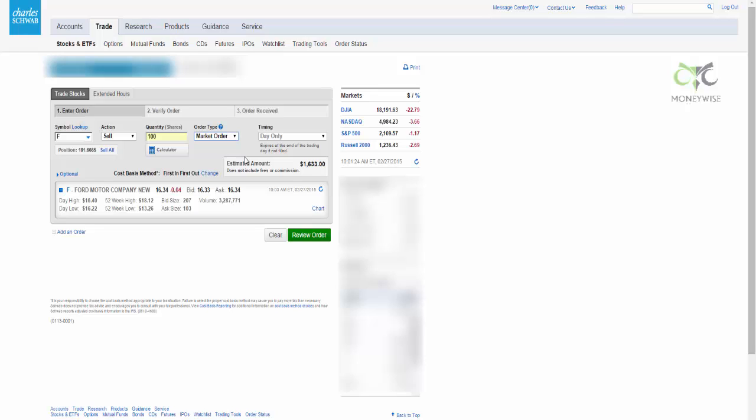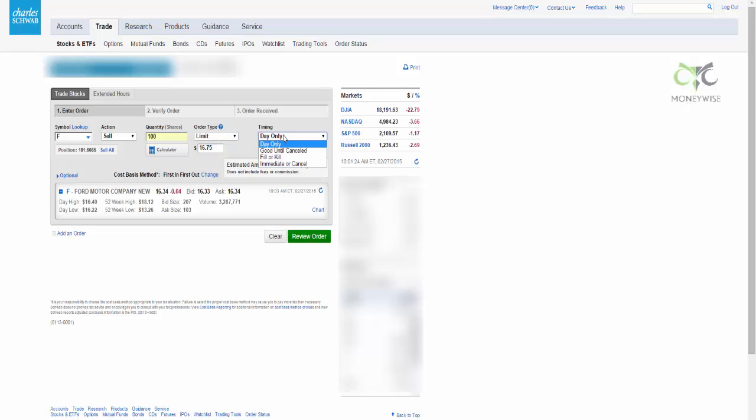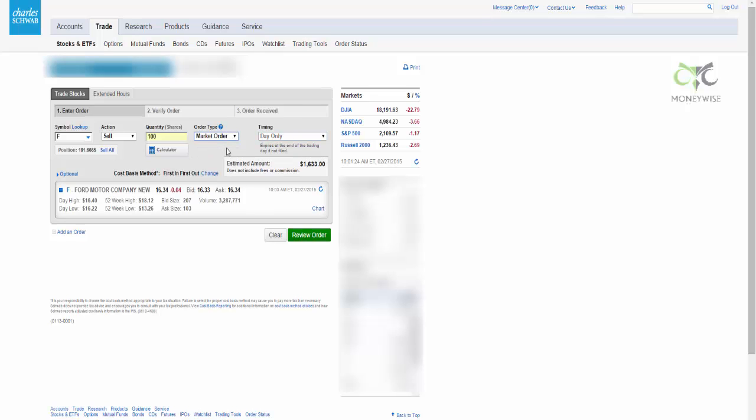So finally, we have to decide how long we want to allow for the transaction to be executed. Do you want to sell it right now at the current price? Or if you entered a limit order, how long do you want to give it to get to your desired price? So let's look at that. If we enter a limit order, we have the option of for today, good until I cancel my order, it'll stay there, fill or kill, or immediate or cancel. But we're doing a market order, so let's go back to that.